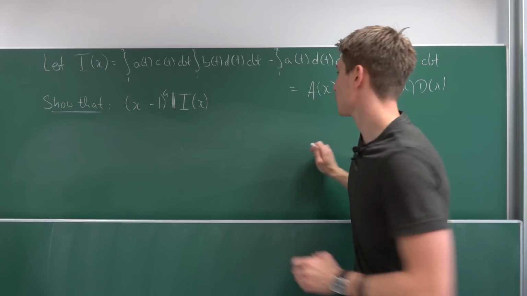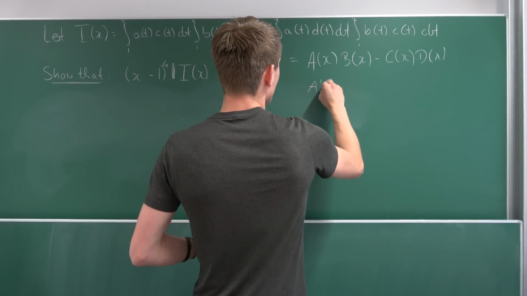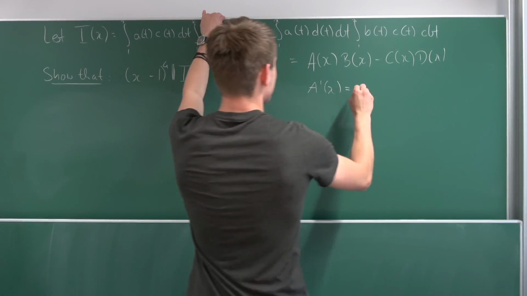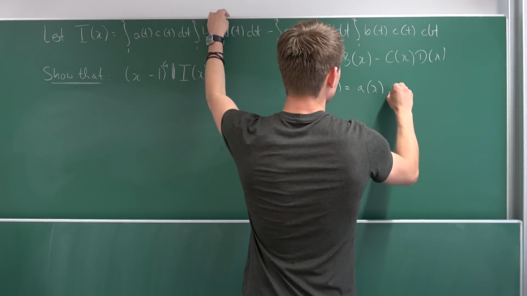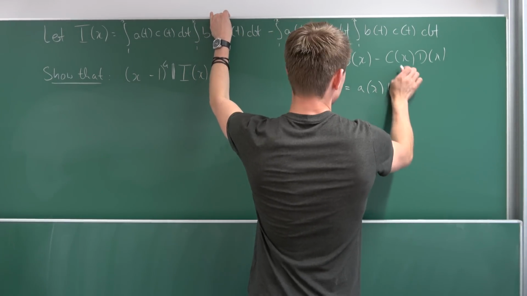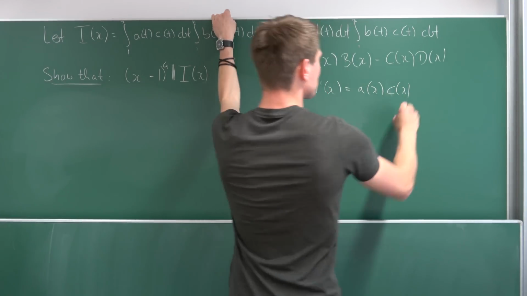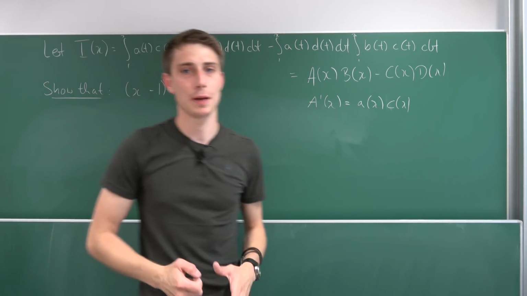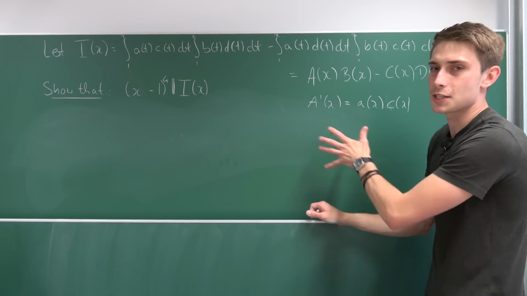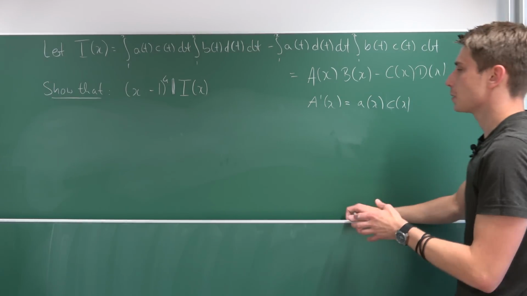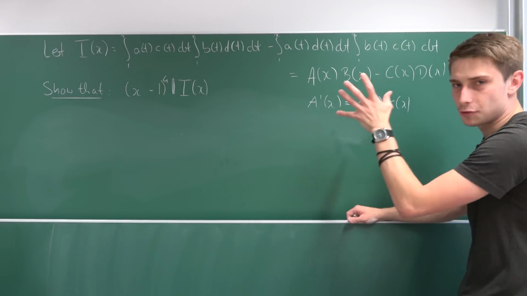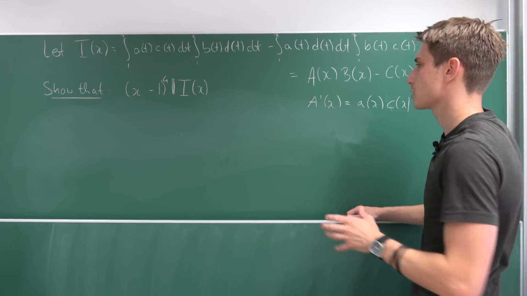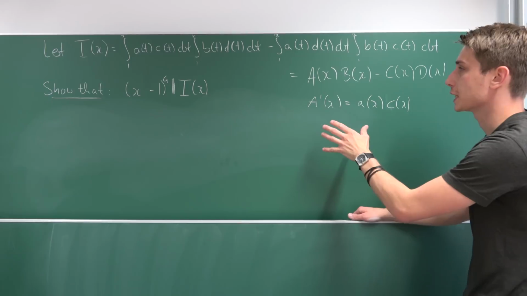What that means exactly, a prime of x, for example, is just going to evaluate to a of x times c of x in that case. So that's what it's going to evaluate to. You can take a piece of paper, try it out for yourself. It's just how it is. And as you might notice, at first I'm not going to write this of x all the time. There would just be too much writing.